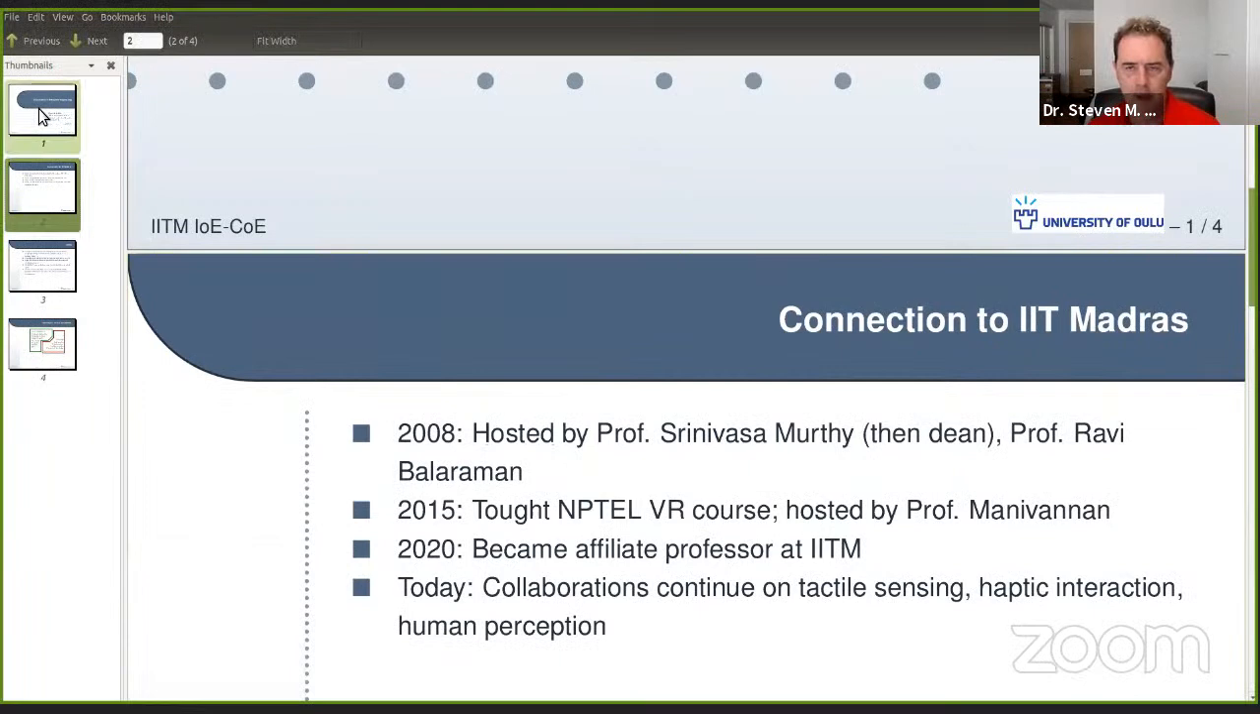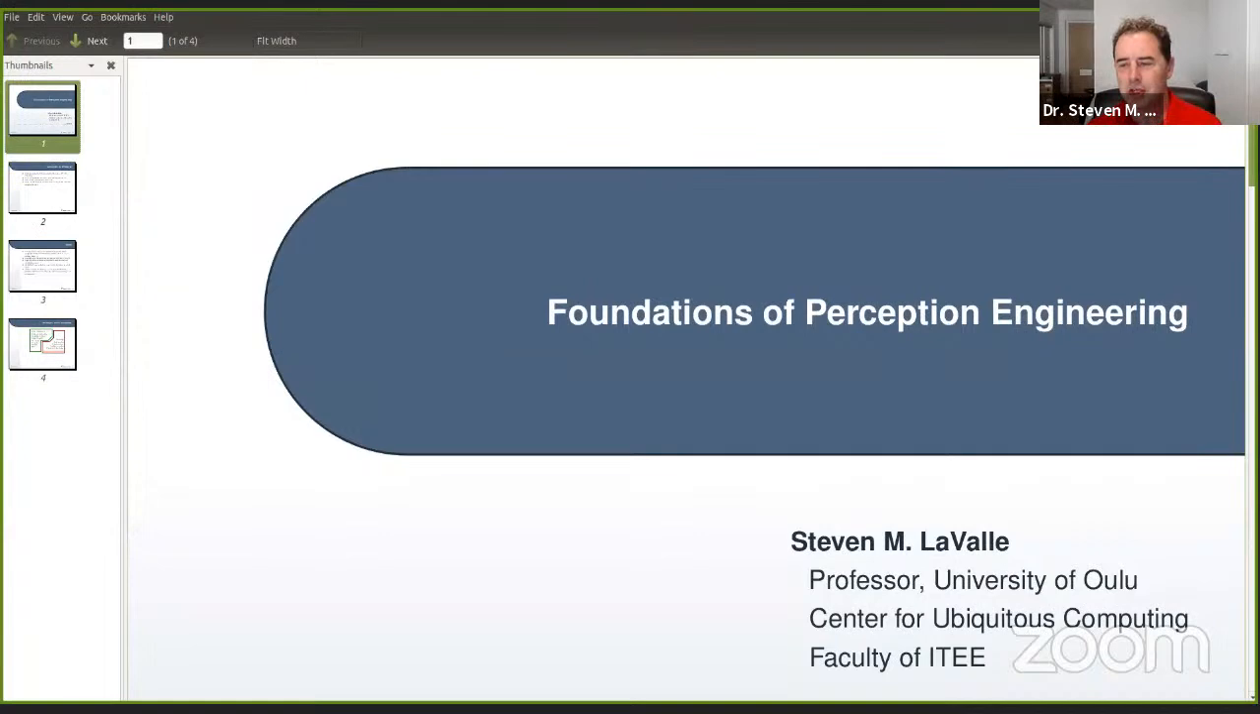What I want to talk about is a subject I call perception engineering, which is a description or way to describe virtual, augmented, and mixed reality, these kinds of strongly immersive technologies that we see developing.